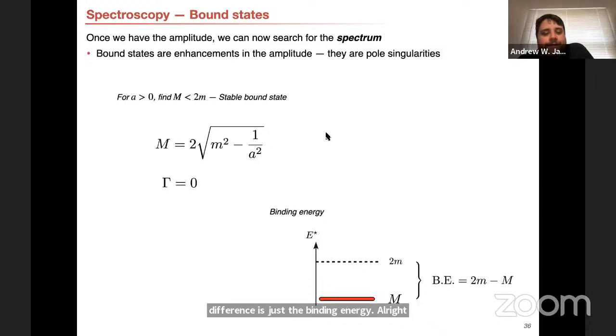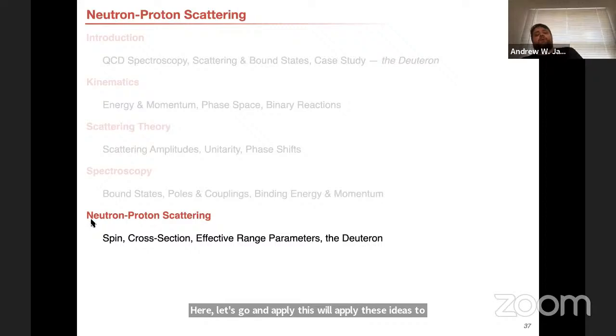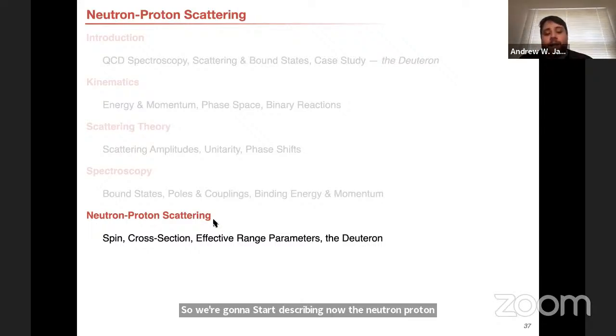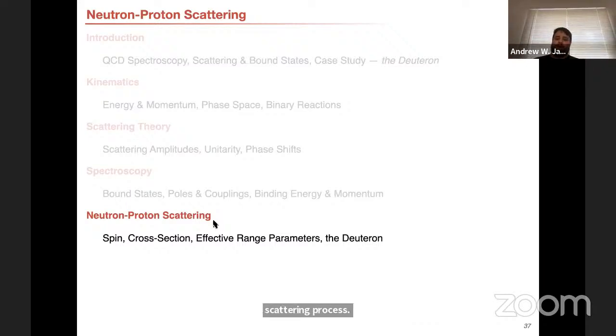All right, so this is a bunch of formulae that I'm just showing you without any real physical example. Let's apply these ideas to the neutron proton scattering system and see what we can get. So we're going to start describing now the neutron proton scattering process, and we have all the scattering theory tool set in our tool chest here, which is the kinematics, how to describe scattering amplitudes, the relation between scattering amplitudes and cross sections, and then how to get the spectral content afterwards.